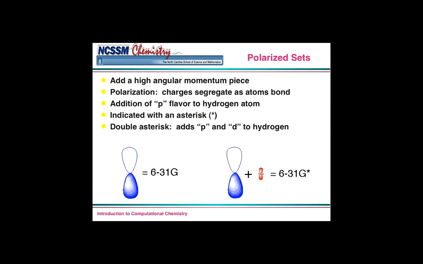And again, we have a double asterisk there. We would say those add p and d to hydrogen. So unfortunately, you're going to see 631G double star or 631G(d,p), and both of those mean the same thing. So get used to that a little bit. I'm showing the alternative notation there. If it's a single star, it's going to be 631G(d). If it's double polarized, it would be 631G(d,p). So again, any s electron has a little bit of a p flavor, and any p electron has a little bit of a d flavor. You're going to see that notation.